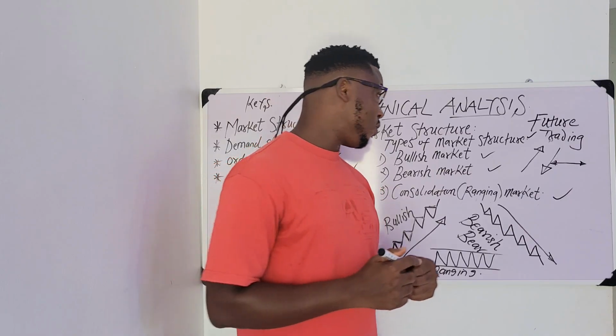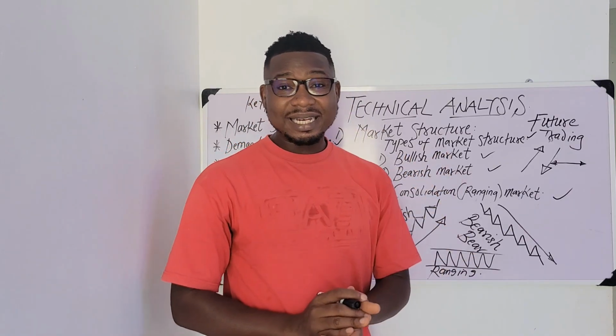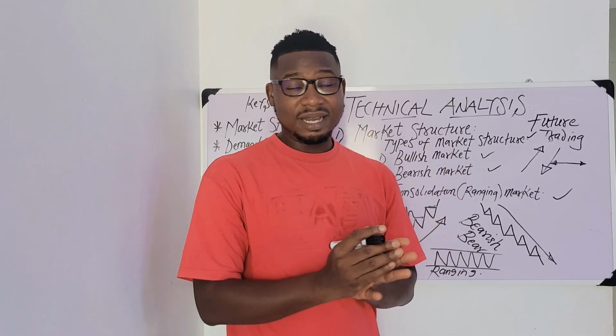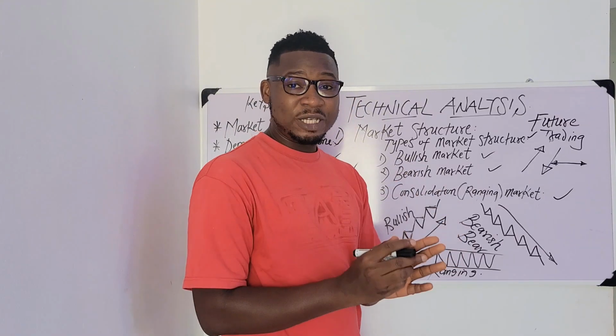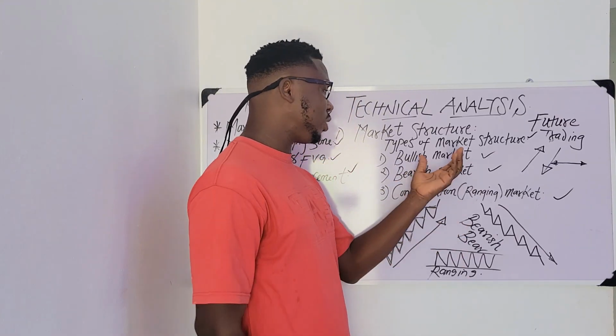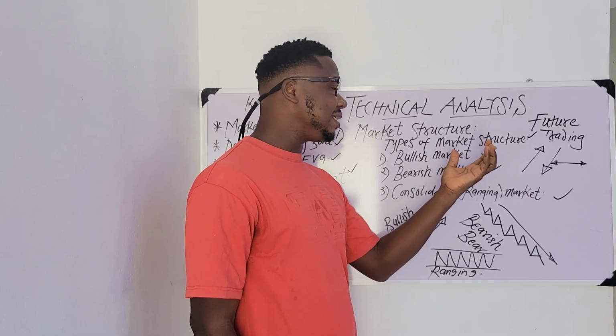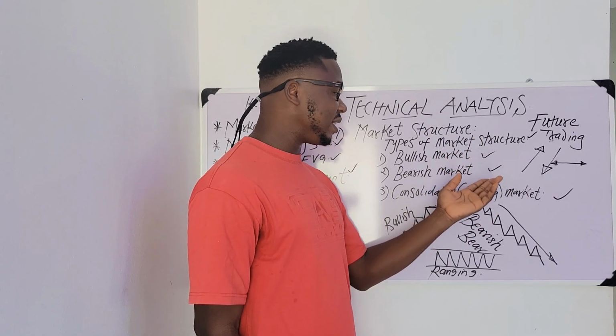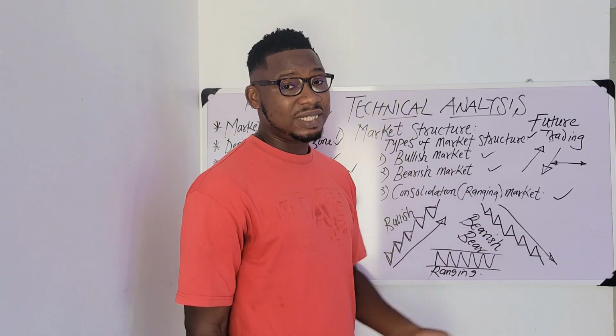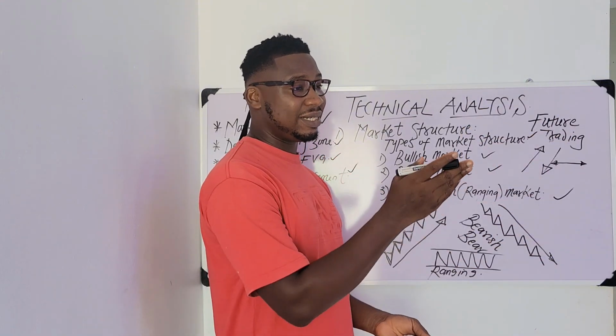All right, so for now we are still on technical analysis, and this is a very big topic. So I will try my best to break it down one after the other. Today we'll just finish with market structure, understanding how markets move, and I just told you that we have bullish, bearish, and ranging markets. Market does not move in a straight line. The market moves in a zigzag way.